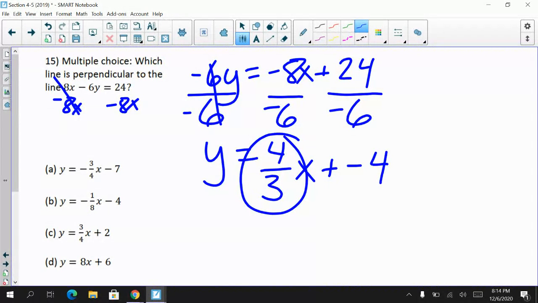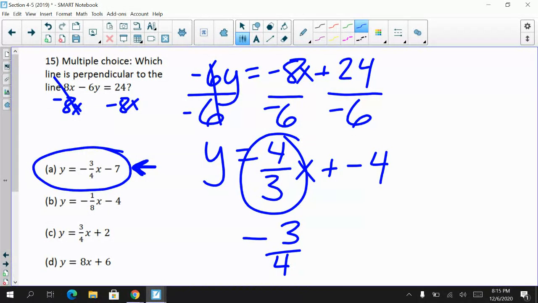4/3 is my slope. So what's the perpendicular slope? Well, let's see here. I'm going to take the opposite, and then I'm going to flip it. So which slope is -3/4? Well, bingo, it's right there. Right from the beginning, it is choice A.